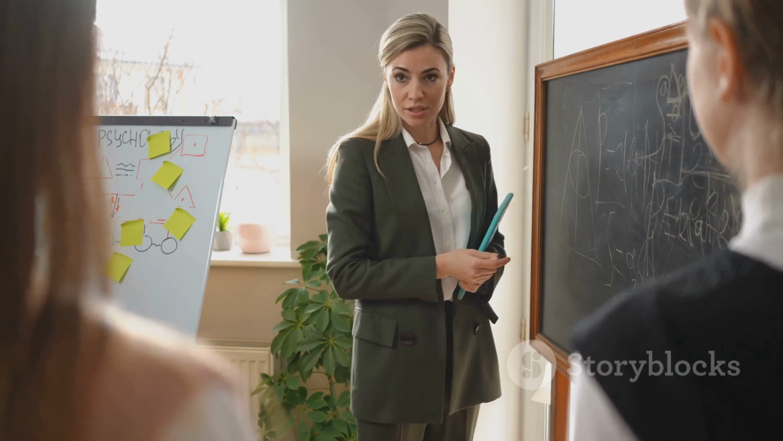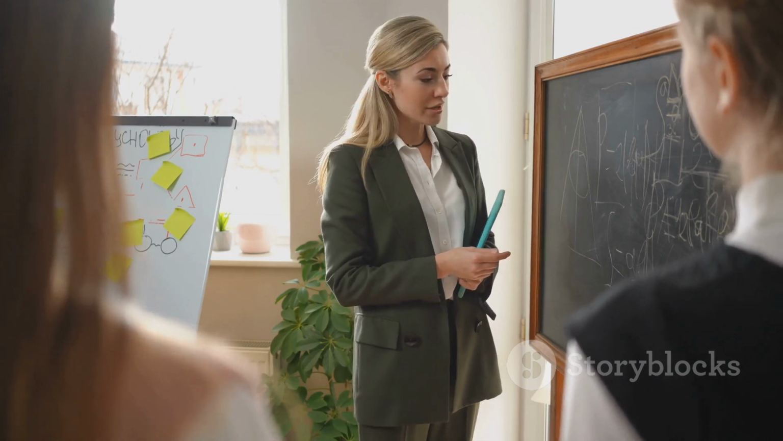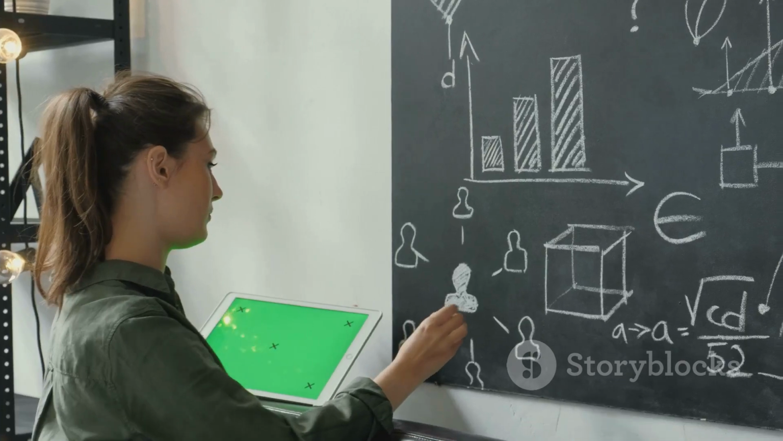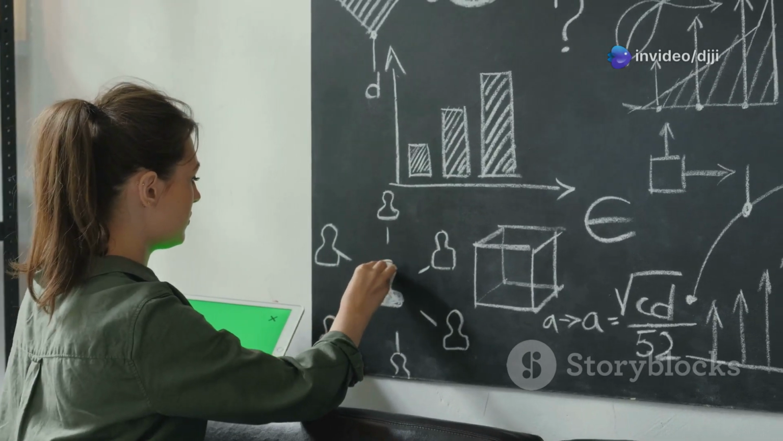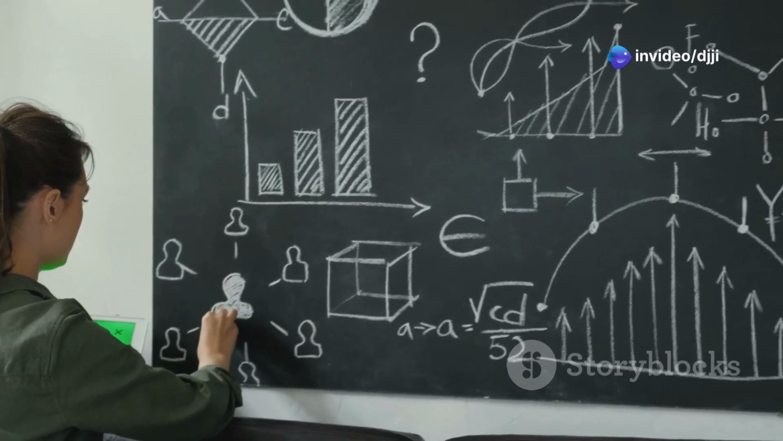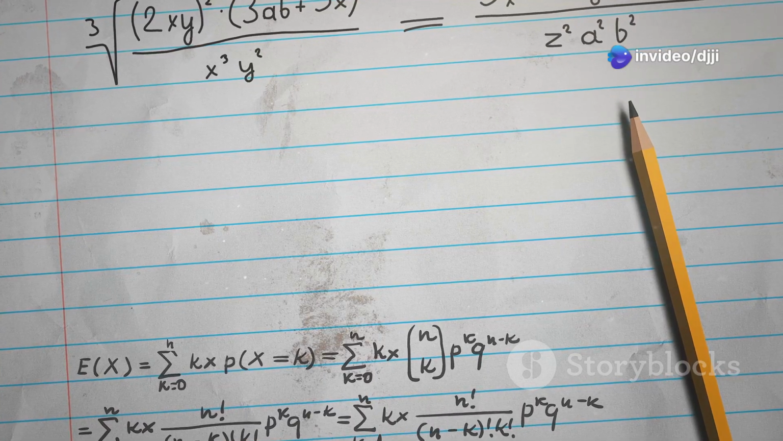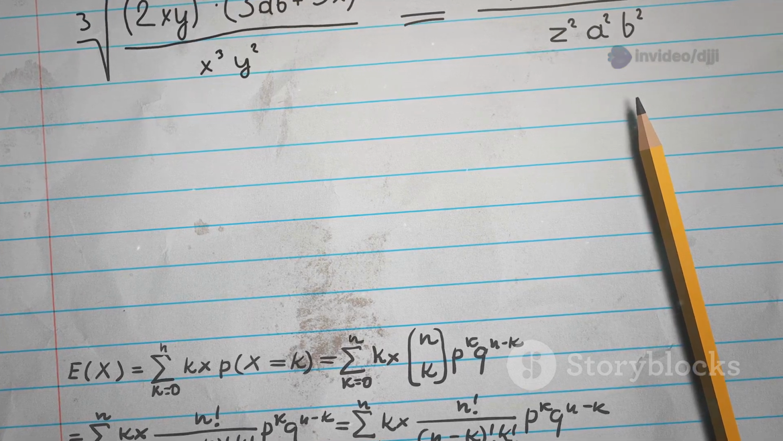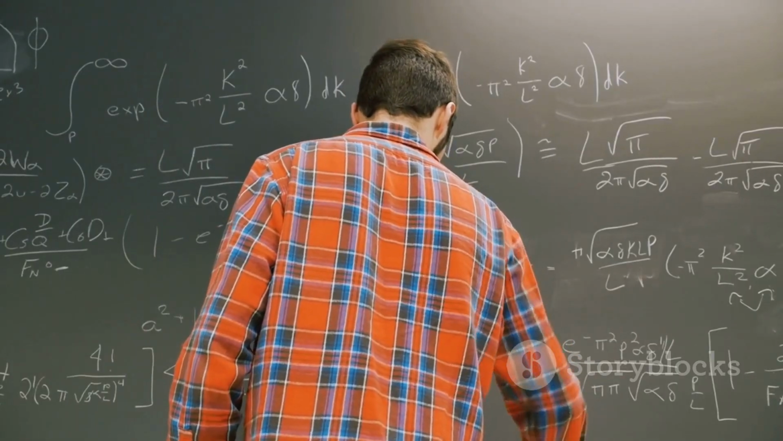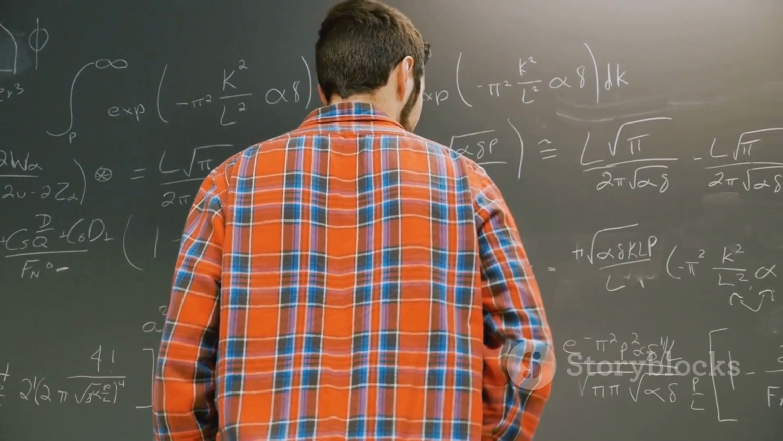5. Factor by grouping: 3x squared plus 2x plus 9x plus 6. 6. Find GCFs: x times 3x plus 2 plus 3 times 3x plus 2. 7. Factor out common factor: x plus 3 times 3x plus 2. 8. Final factored form: x plus 3 times 3x plus 2.